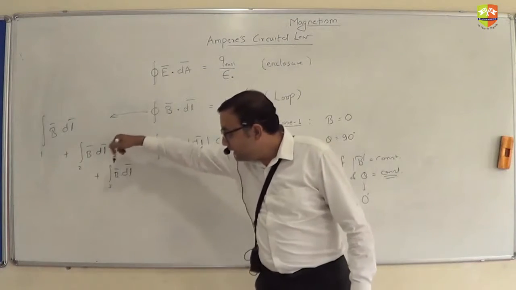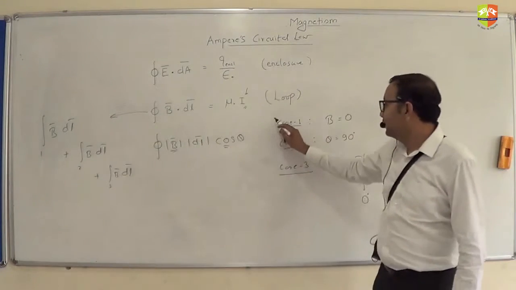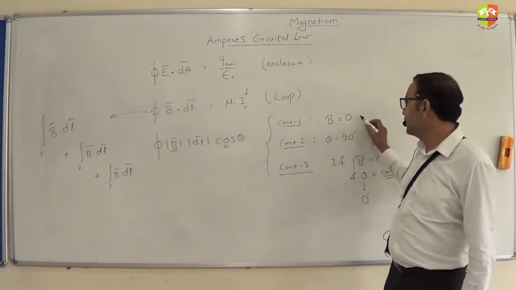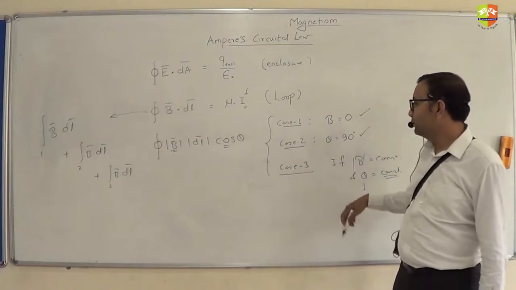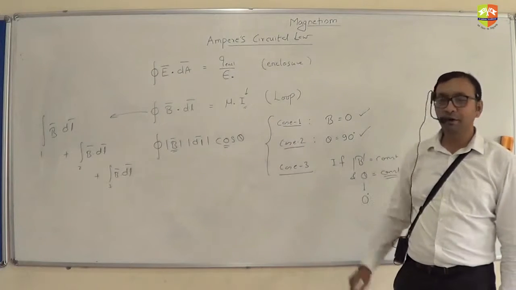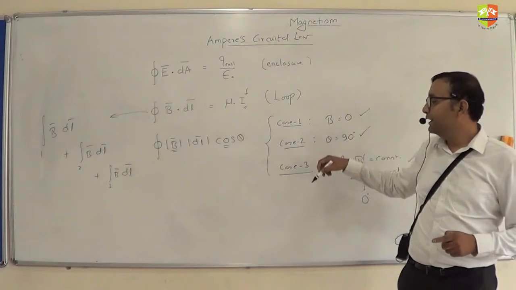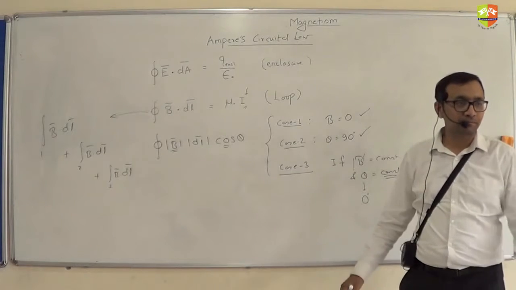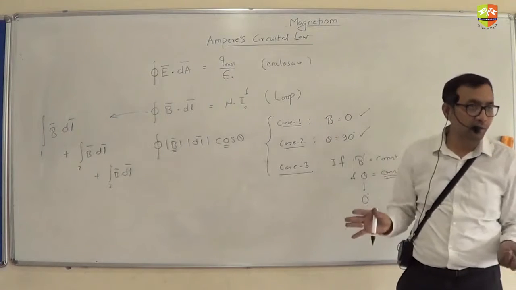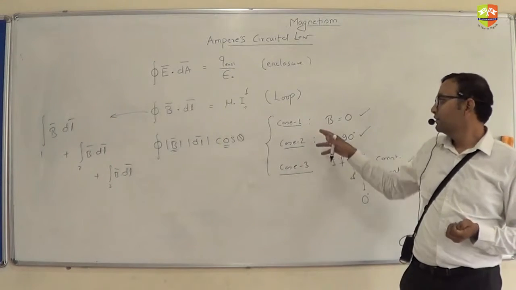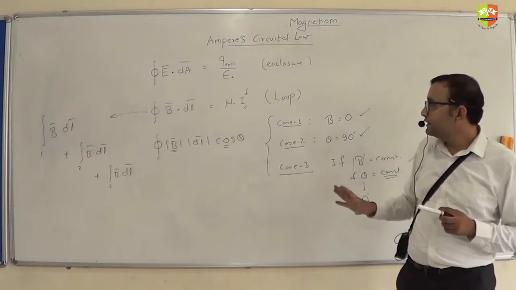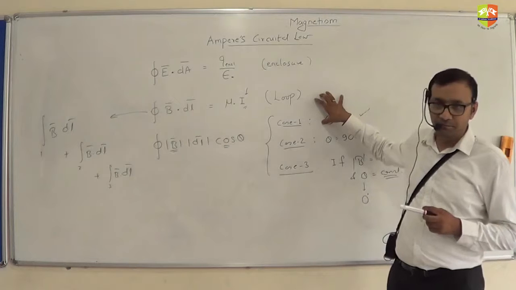And when you split, any of these three cases can apply. Maybe the first integral is case number 1, the second integral is case number 2, the third integral is case number 3. So that is how you split. It may not be that a single case exists for the entire loop. That's why you split, so that you can deal with each part differently. Getting it? So this is Ampere's circuital law.